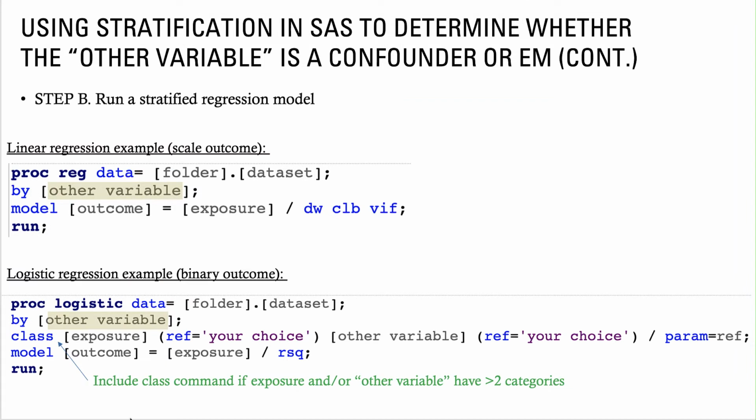The next step in SAS is to run a stratified regression model. Here's what it would look like if your model were linear, that is, if you have a scale outcome. The only difference between this and what you've done before is that you insert a by statement right here. So you're going to run this model by this other variable. In other words, 4 categories of this other variable. And the same thing down here in the logistic regression example.